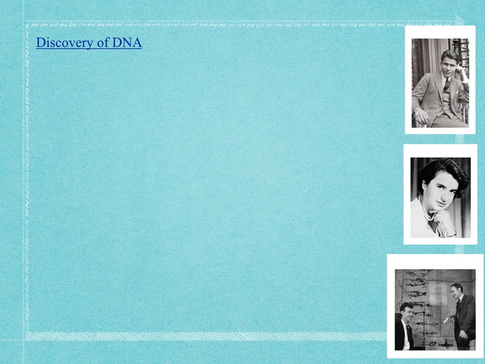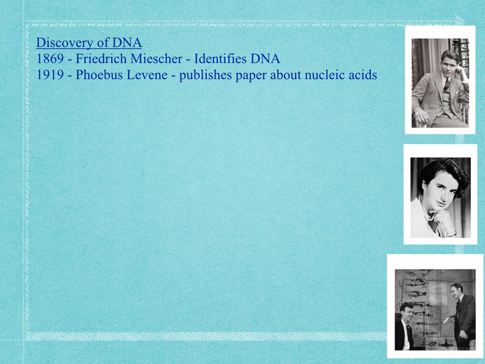So let's talk a little bit about how DNA was discovered. In 1869, there was this guy, and I can't really say his name, Frederick Miescher, maybe? And he was the very first person, though, to identify DNA. So he's the very first person who saw this stuff and went, wonder what that is. Must be something special. So he identified the DNA first. Then in 1919, Phoebus Levene published a paper about nucleic acids. Now remember, DNA is deoxyribonucleic acid, so DNA is a nucleic acid.